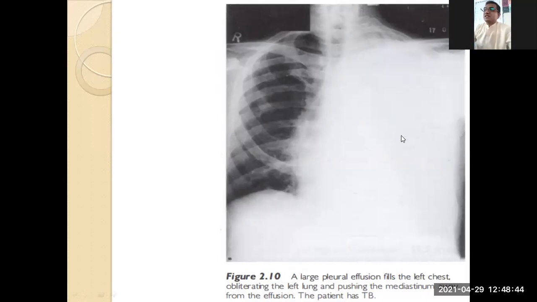It contains water all around the pleural cavity. And when water is contained in the whole pleural cavity, what will happen? You cannot see the air inside.